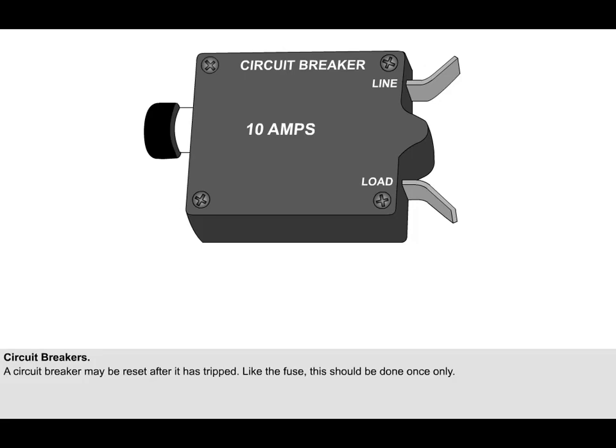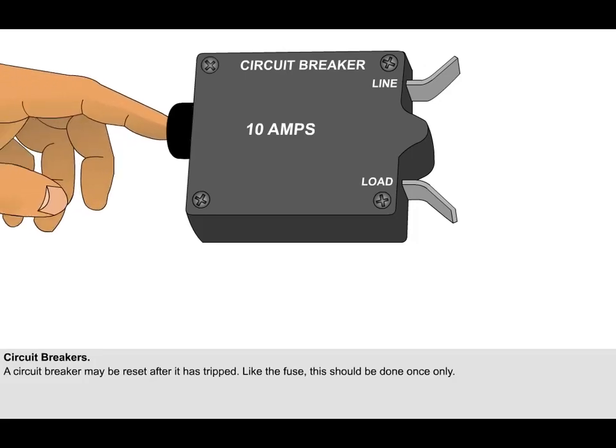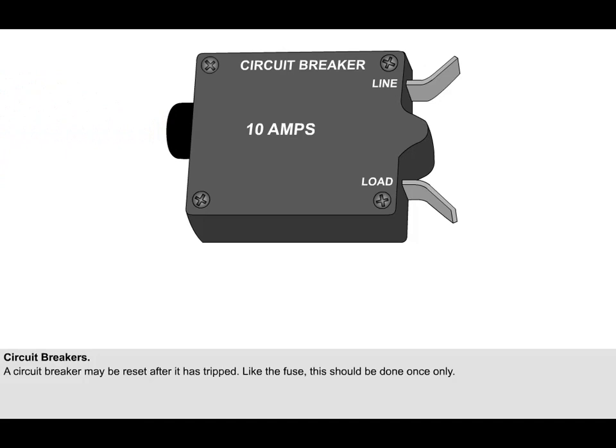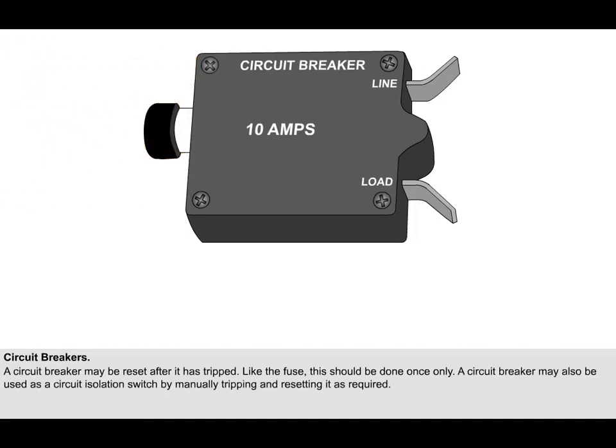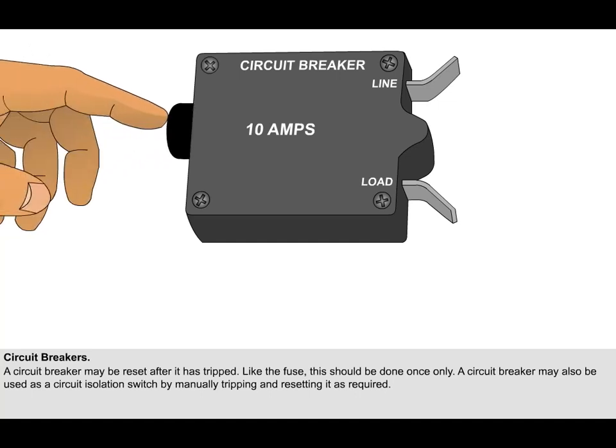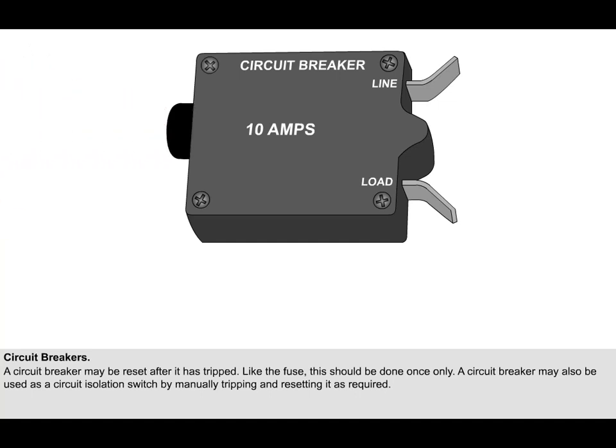Unlike the fuse, a circuit breaker may be reset after it has tripped. Like the fuse, this should be done once only. If the circuit breaker trips again, the fault must be investigated before a further reset is attempted. A circuit breaker may also be used as a circuit isolation switch by manually tripping and resetting it as required.